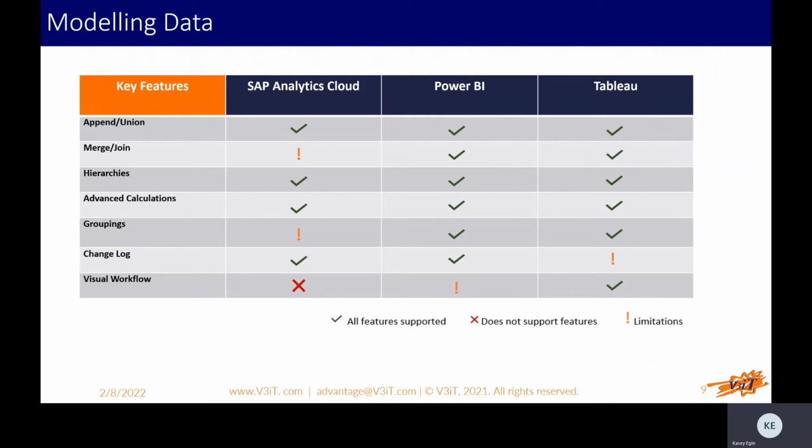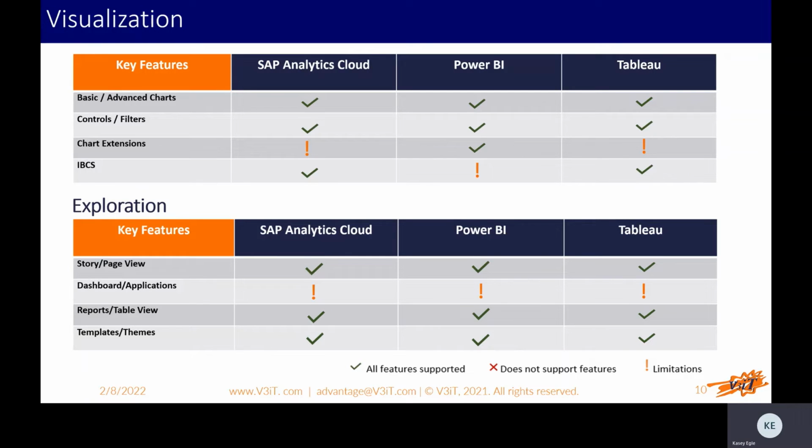When it comes to modeling data, these are the key features. They're all able to append data, have unions for data, merges and joins, some limitations with SAC. They can all do advanced calculations, and so on. When it comes to visualization key features, they can pretty much all do the same: basic and advanced charts, controls and filters, chart extensions, and so on, just some limitations. And for exploration, again, they can do everything. There are just some limitations for dashboards and applications for each, and that is because each is unique in its own way, so they are different.